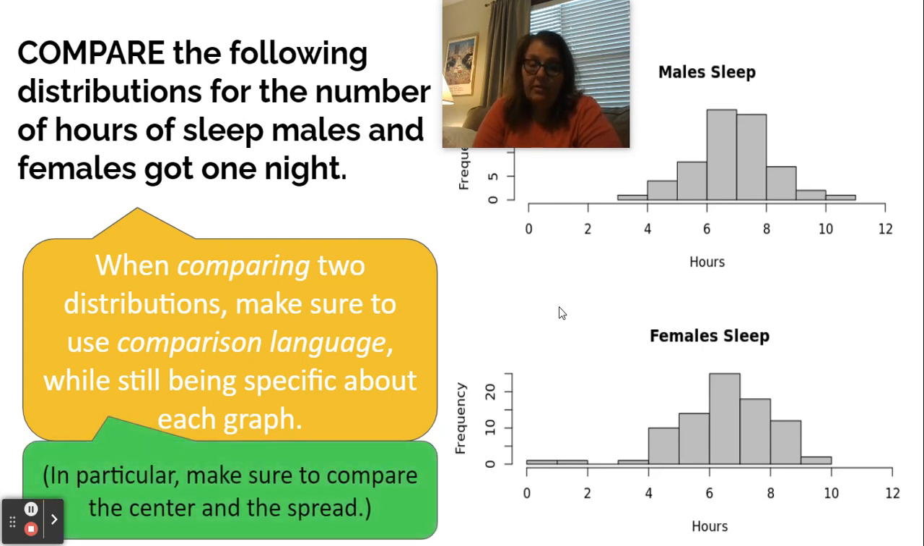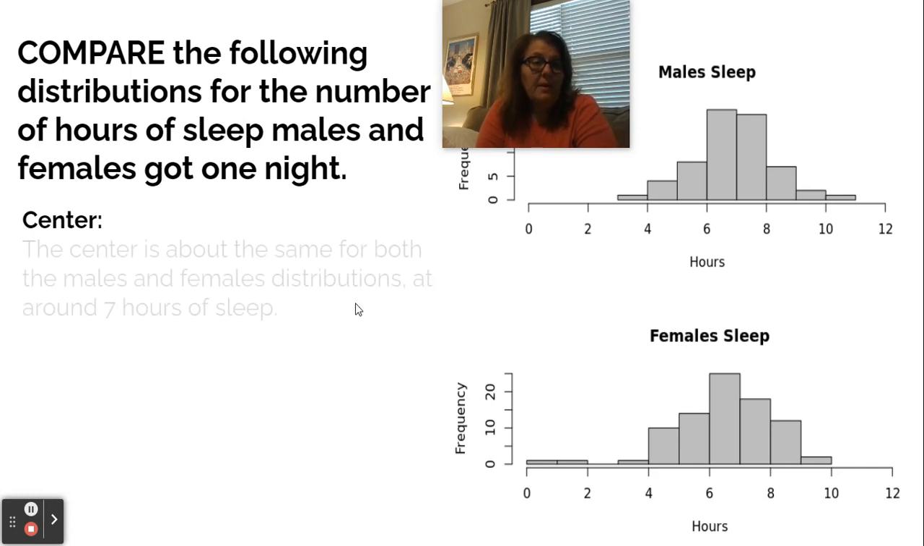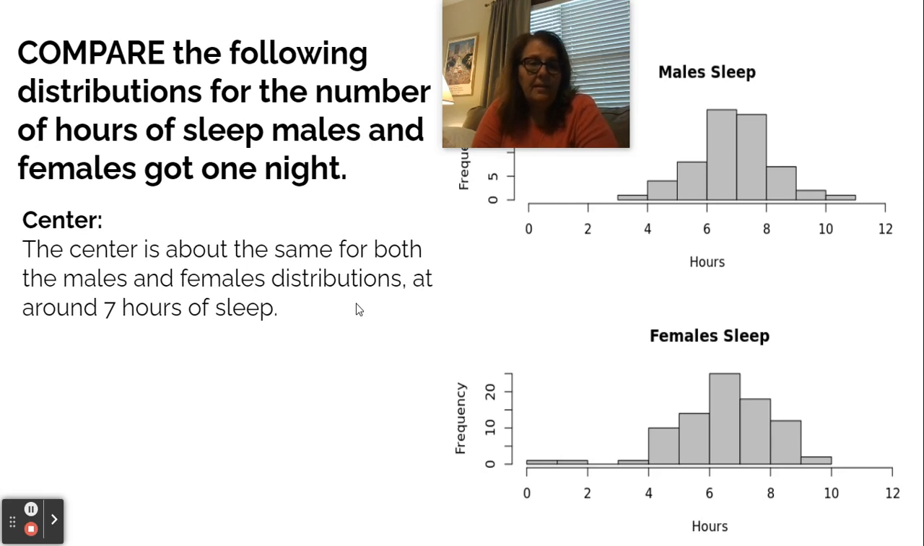Okay, in particular make sure you're comparing when you're talking about the center and the spread. So let's look at this one and let's talk about the center. Okay. And if you notice, they both are unimodal, and the center is about at the same place, which is about 7 hours. So you would say that the center is about the same for both the male and the female distributions, at around 7 hours of sleep. Okay. Now we always hold off talking about unusual until the end.